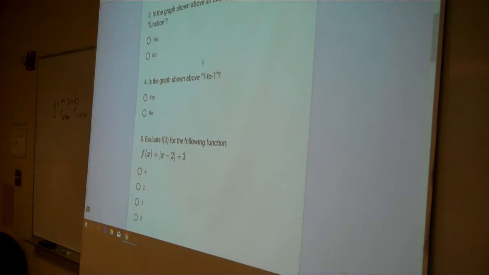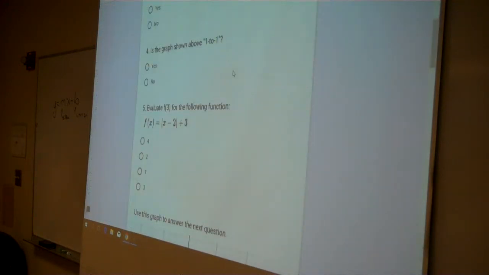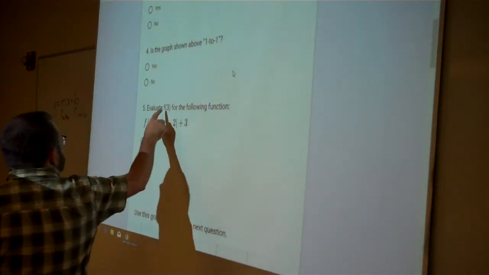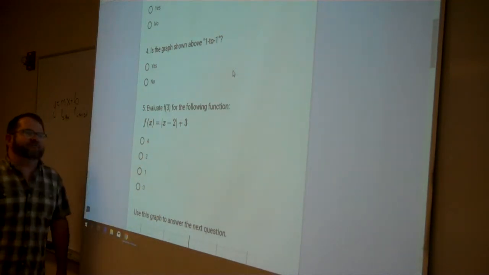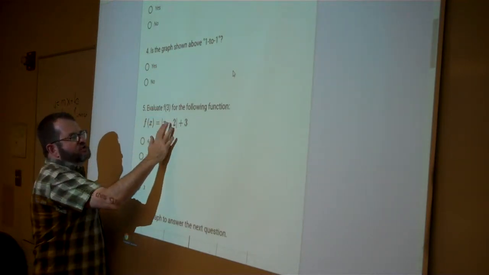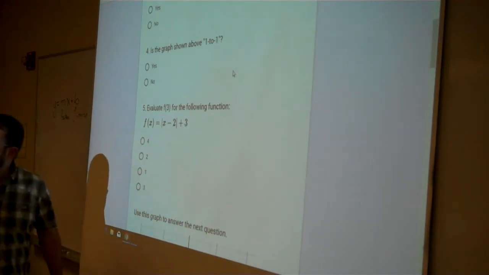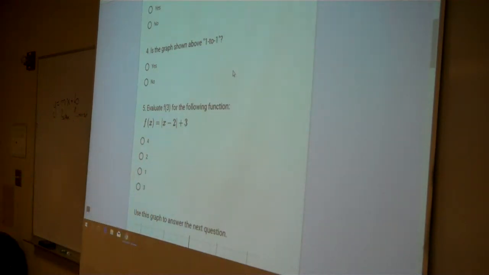Number 5. Let's take a look here. 92% got number 5 right. That's really not so surprising because it was just a plugging in a number thing. Evaluate f of 3 for the following function. All that means is you plugged in the number 3 into the function and, okay, 3 minus 2 is 1. Absolute value of 1 is just 1 plus 3 is 4. Okay?